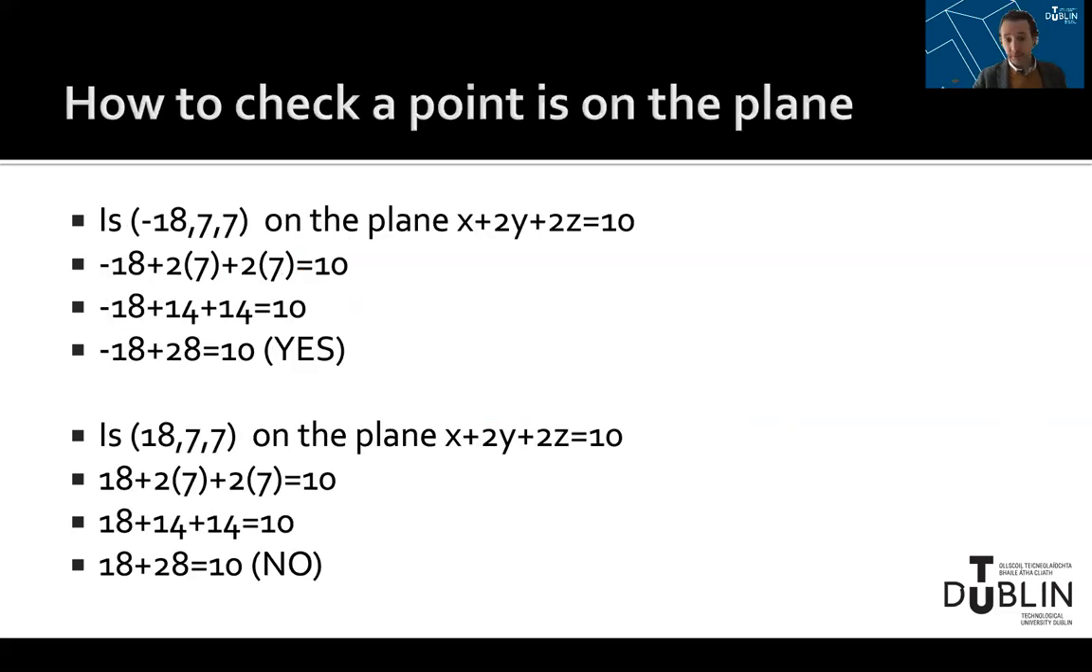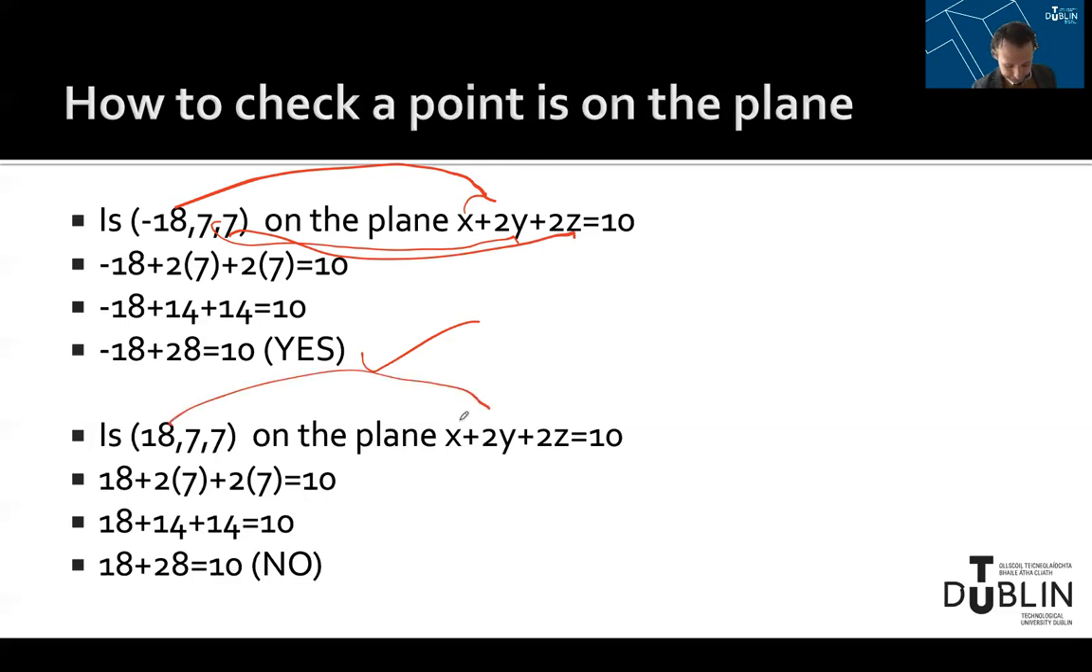How do you check if a point is on a plane? I demonstrated this. All you have to do is put in the values. So minus 18 into x, 7 into y, 7 into z, and see that it cancels to 10. It is. But plus 18 into x, 7 into y, 7 into z, it does not cancel, so therefore it's not on the plane. That's how easy it is to find out if something's on the plane.